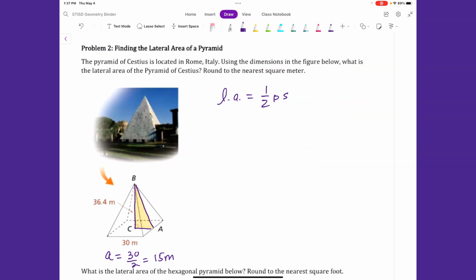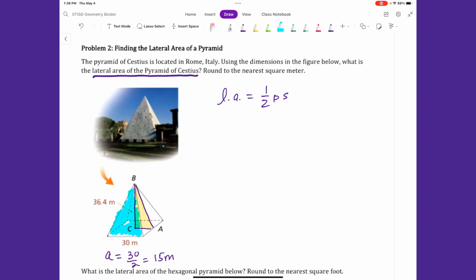Problem 2, finding the lateral area of the pyramid. The pyramid of Cestius is located in Rome, Italy. Using the dimensions in the figure below, what is the lateral area of the pyramid? Round the answer to the nearest square meter. So we have to find the area of each of these triangles, and there's a formula to figure that out.